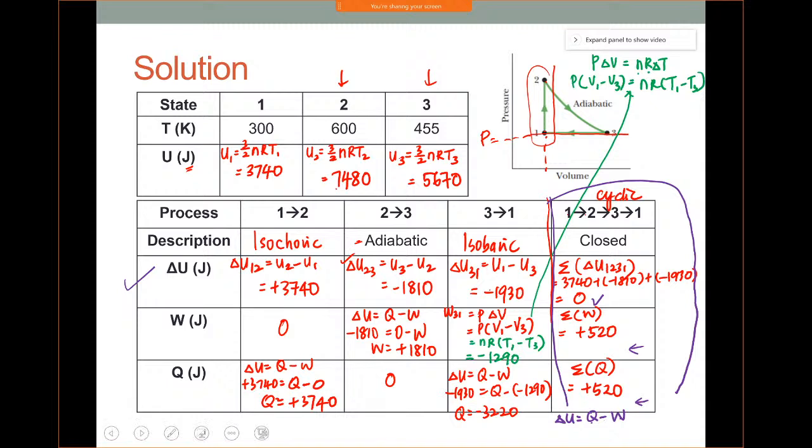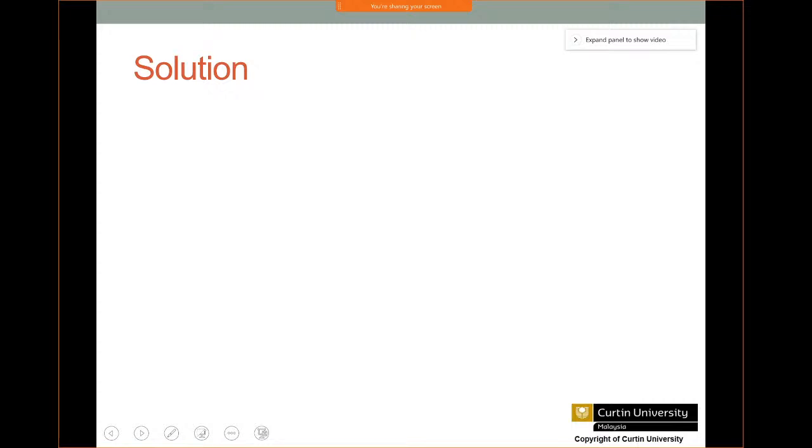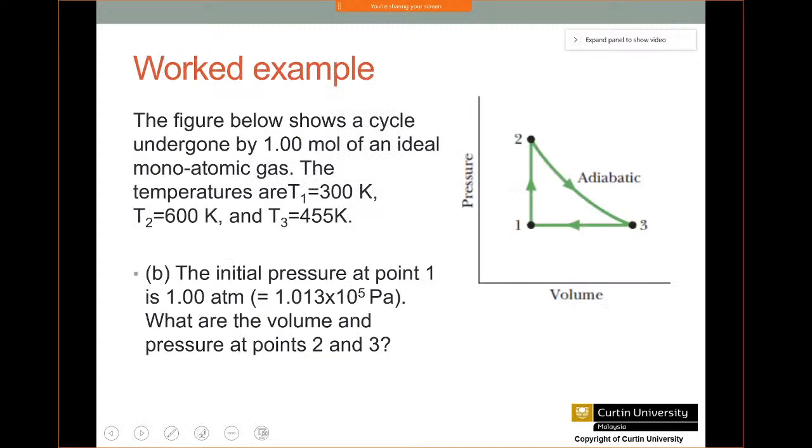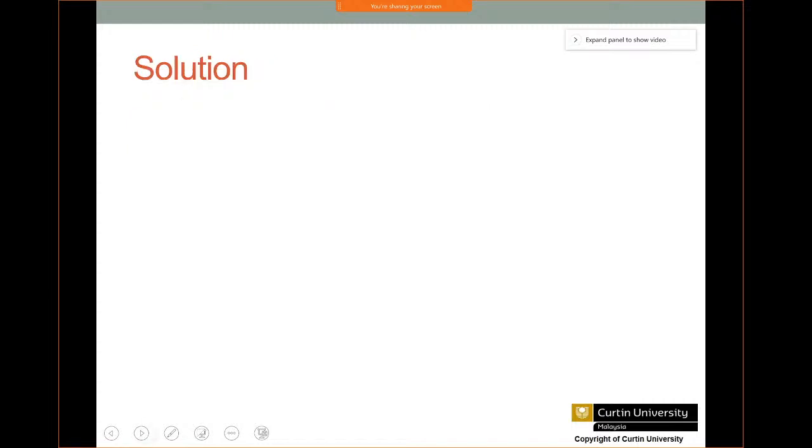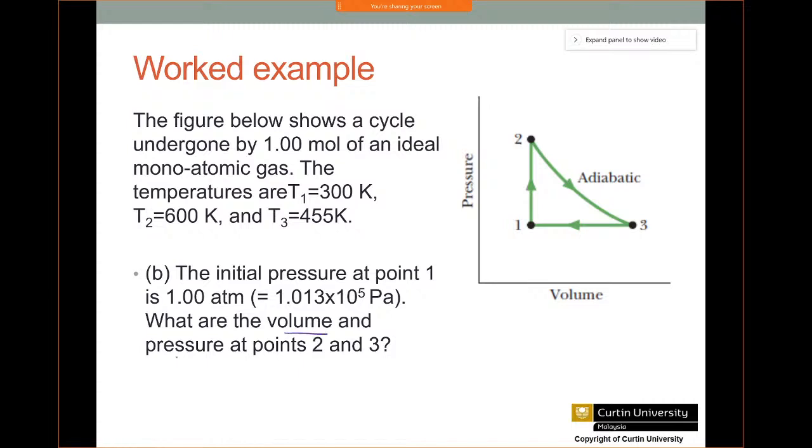Okay, so I move on. Next question, if the initial pressure at point 1 is 1 atm, what are the volume and pressure at point 2 and 3? Okay, so to find the volume, we have to find P2, V2, P3, and V3.